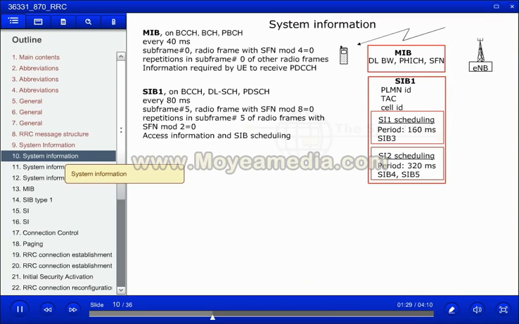SIB1 includes PLMN ID, tracking area code, and cell identity, and in this example, it also includes scheduling information for system information 1 and 2. SI1 will have a periodicity of 160 milliseconds and include SIB3. SI2 will have a periodicity of 320 milliseconds and include SIB4 and SIB5.